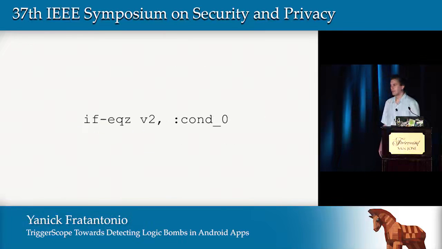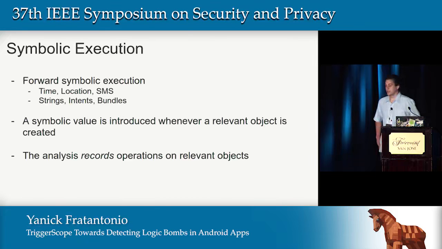It depends on what the value in V2 is. Is it a normal check? Is it a suspicious one? We have no idea. That's why the first step of the analysis is symbolic execution. We do forward symbolic execution, and as of now, we track objects related to time, location, and SMS. We also, of course, need to handle strings and specific objects, such as intents and bundles. We create a symbolic value whenever a relevant object is created or accessed for the first time. And while the analysis goes through, we record all operations that are executed on this object.